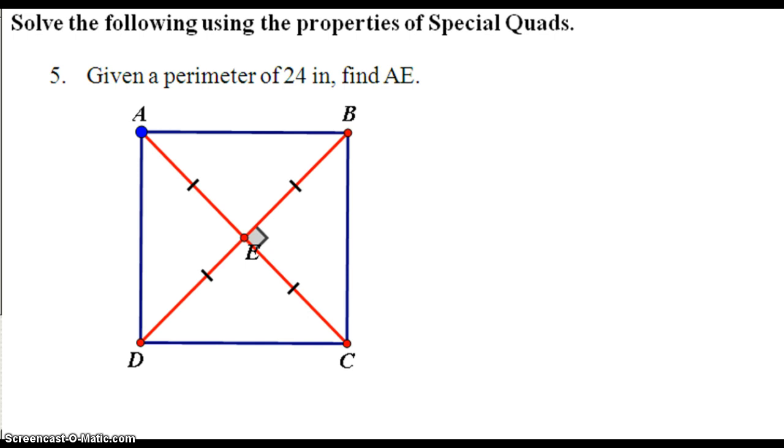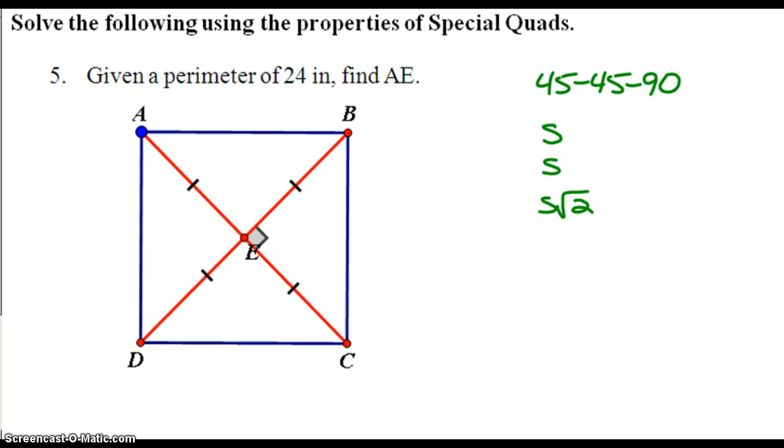Okay, number 5, we're talking about a square. We have to think about all the properties of our square. We have 4 congruent sides. We have 4 right angles. We have diagonals that are perpendicular bisectors. We have diagonals that are congruent. And we also have diagonals that bisect the angles. So we need to think of 45, 45, 90. So our ratios are the side, and then the side times root 2 gives us our hypotenuse.